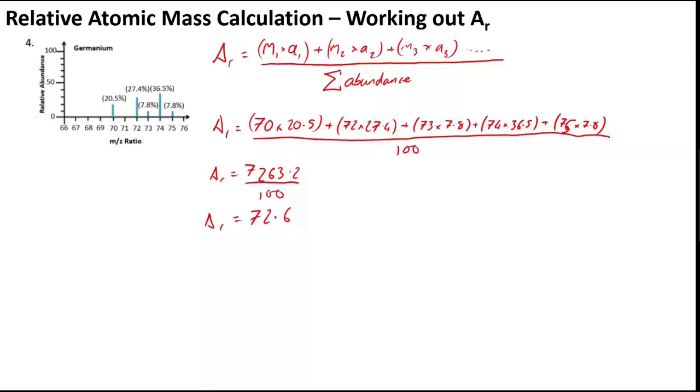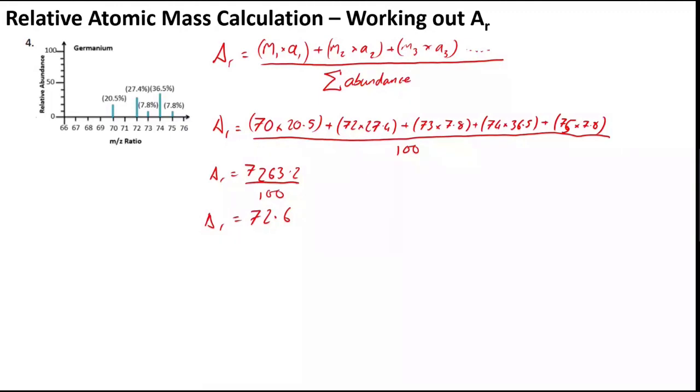Now, you can always check whether that answer makes sense. 72.6, is that between the 70 and the 75? So they're the 2 extreme masses you've got on the graph. Because relative atomic mass is kind of an average mass, it has to be within those 2 extremes. 72.6 is almost smack bang in the middle of that. So that makes sense. If you've got a number which is a bit higher or a bit lower than the 2 extremes, you've probably just done something wrong in your working out.